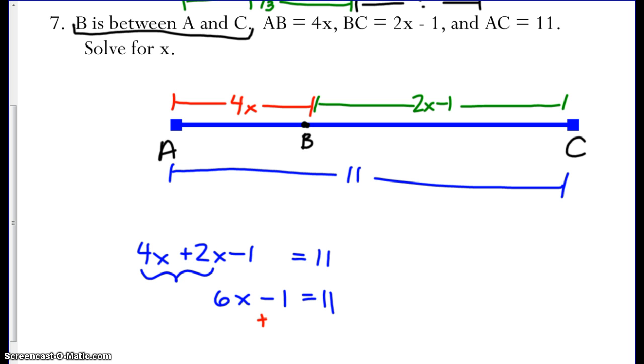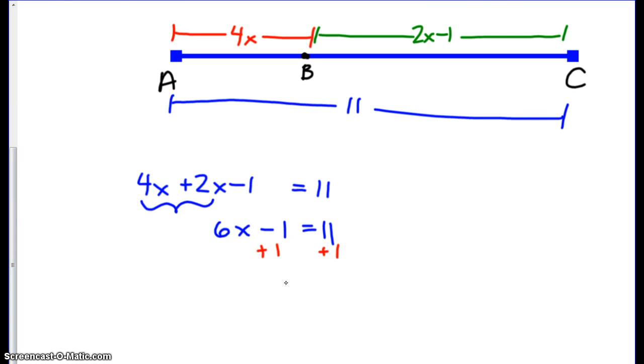Let's go ahead and add 1 to both sides. We are using our algebra skills here. 6x equals 12. Divide both sides by 6. X must be equal to 2.